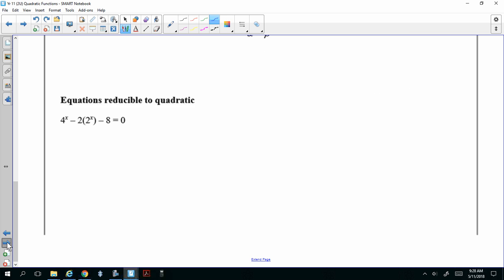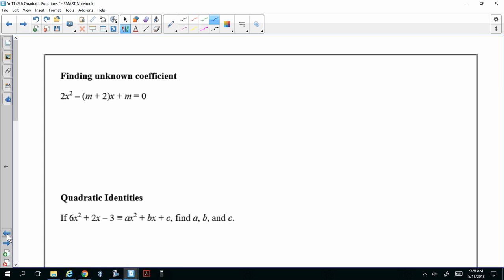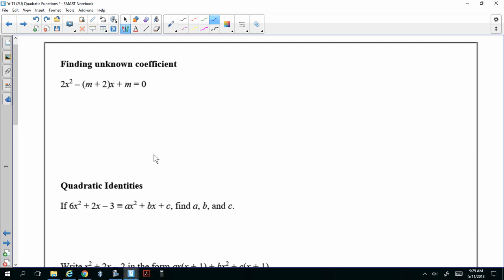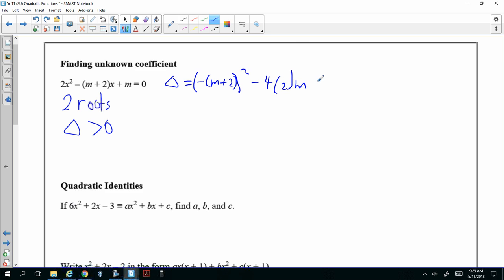So a question could say this equation has got 2 roots. If you say 2 roots, then discriminant is positive. In that case, you go discriminant equals minus m plus 2, squared, minus 4ac, bigger than 0, and then solve for m. They might do this to you, or they could say something like this. I'm just making up the question.